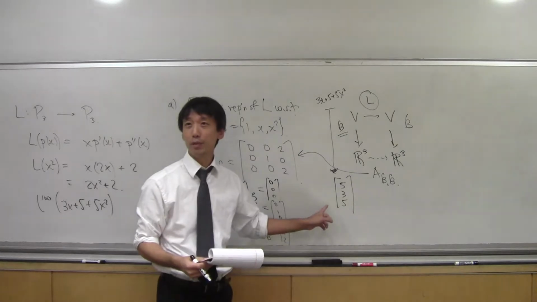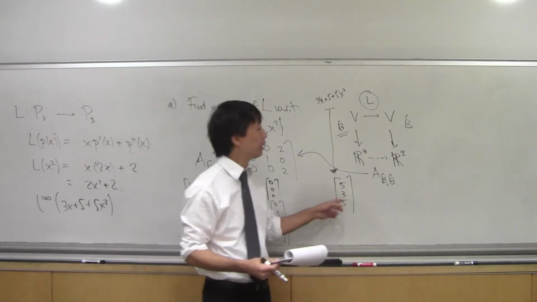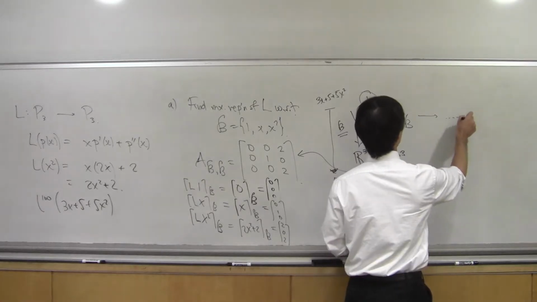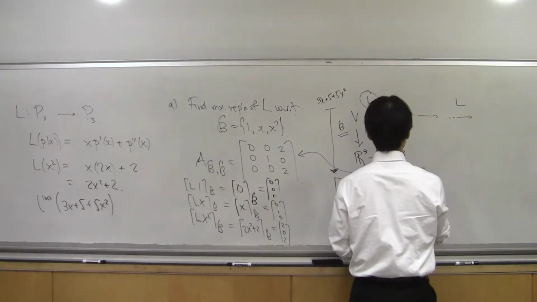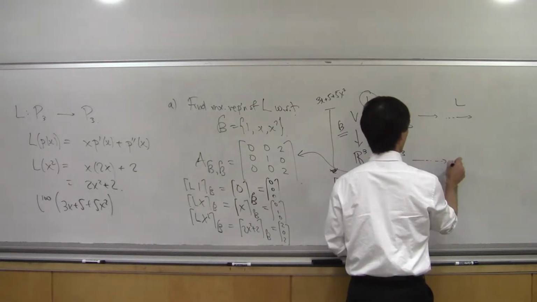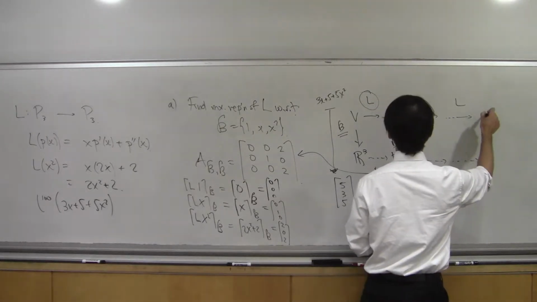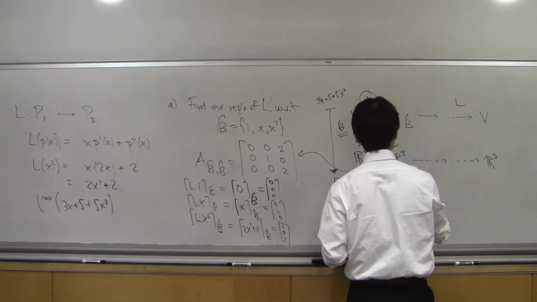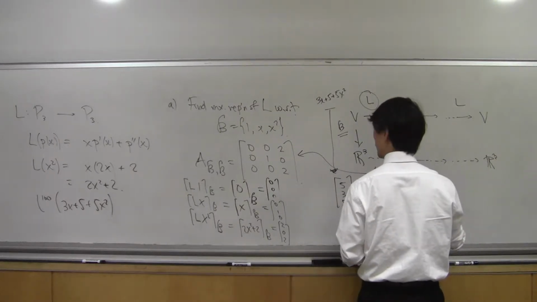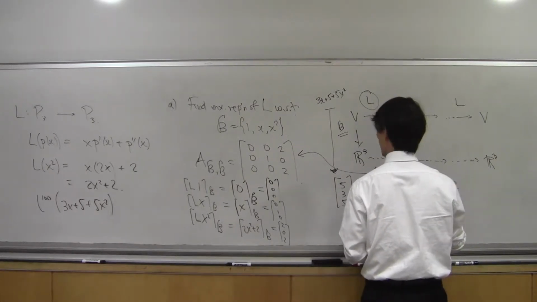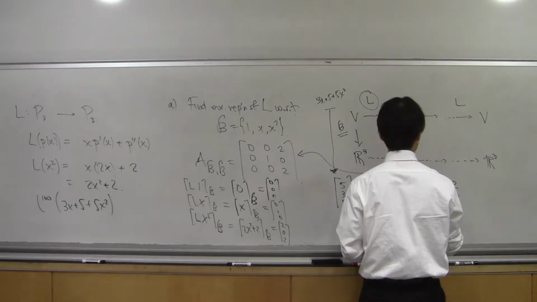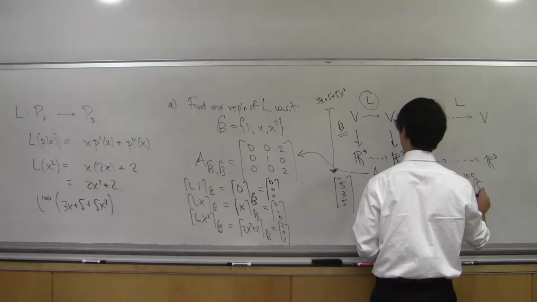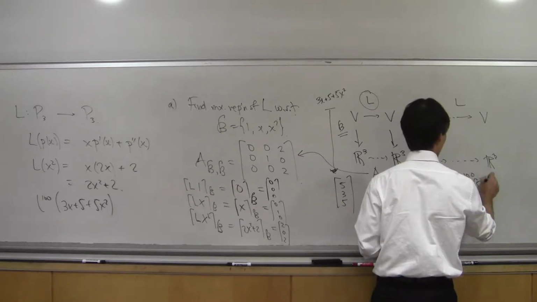I get the vector 5, 3, 5, and then if I want to apply L 100 times, well, that's the same thing as multiplying by the matrix 100 times in the alternate universe, right? So I take my matrix 0, 0, 2, 0, 1, 0, 0, 0, 2, take it to the 100th power, and multiply (5, 3, 5) by it.